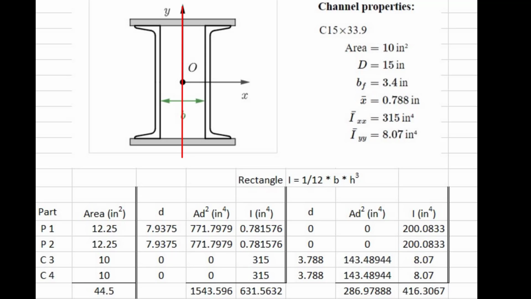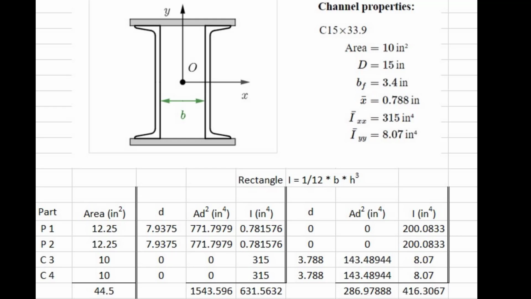Now, the channel has a different value because it is located off of that axis, y. And we're going to use the value of the x bar. That's the distance from the base of the channel over to the left in this case. So we're going to add that plus half of b, and that results in 3.788. All right, then we're going to calculate a d squared. And then we're going to calculate the moment of inertia for each individual part.